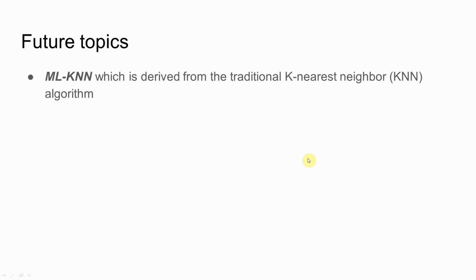The last slide is about some possible future work. These are interesting algorithms I want to discuss probably in the near future. Multi-label k-nearest neighbor. We all know what k-nearest neighbor is already. How do we adapt that concept into the multi-label problem? That summarizes everything I want to discuss in this chapter.